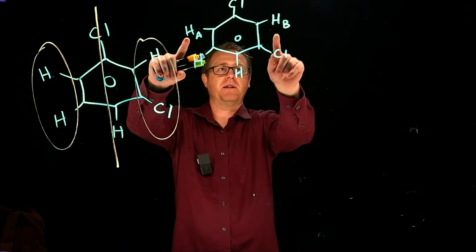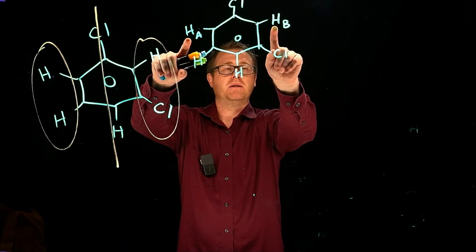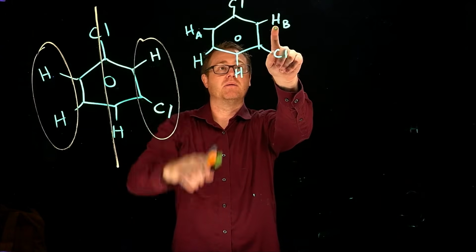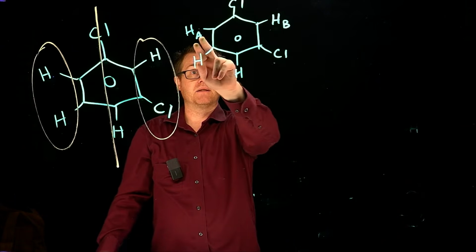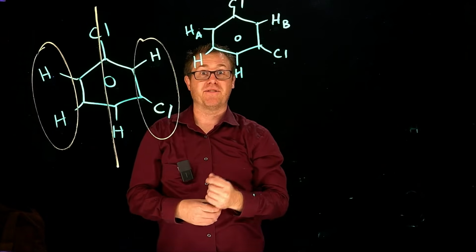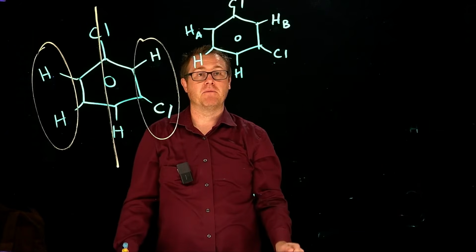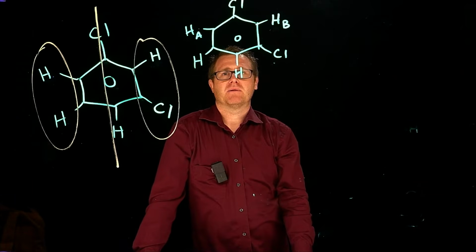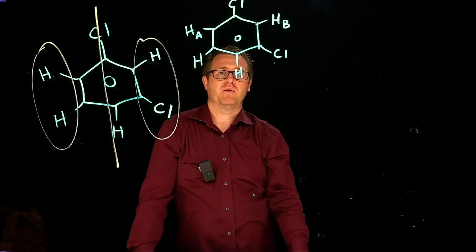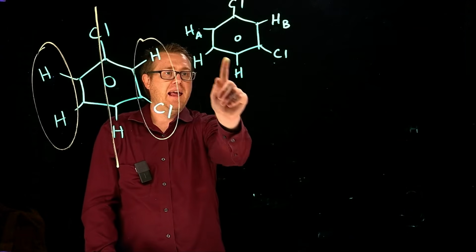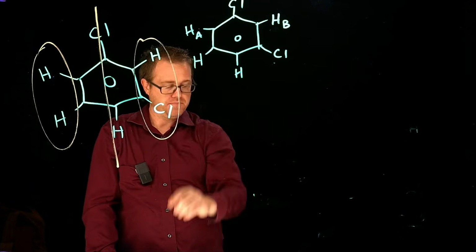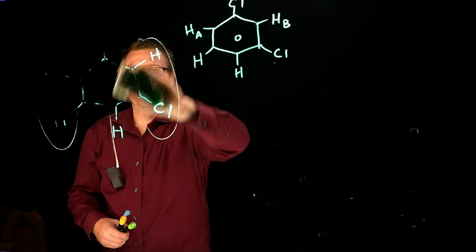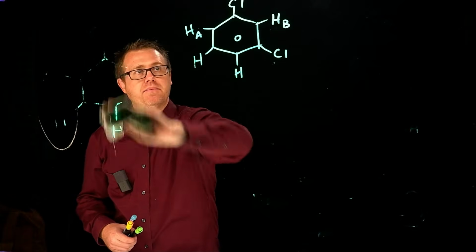So what's the relationship between those two? Those would be constitutional isomers of one another because when you do the replacement test, you'll see different connectivity, same molecular formula. Okay, what's the relationship then between HA and this proton right there? And using symmetry arguments, we could figure it out really quickly.